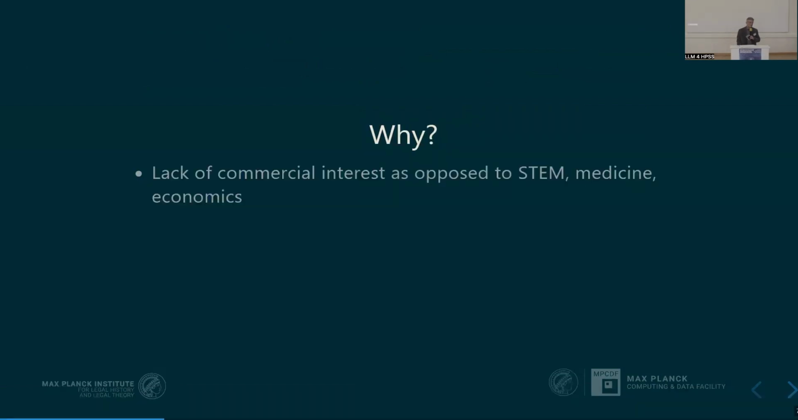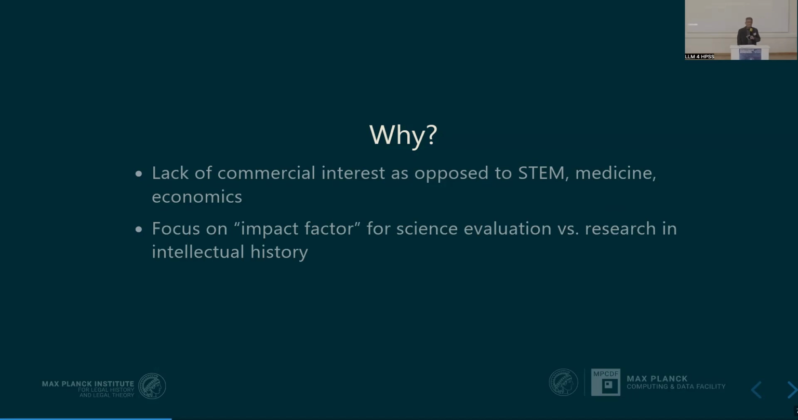And why is that? First of all, of course, because there's no money to be made with humanities scholarship as opposed to STEM and medicine and economics, which is typically in the big bibliometric databases. These databases focus on the impact factor, which I'm not interested in at all. I'm interested in intellectual history.